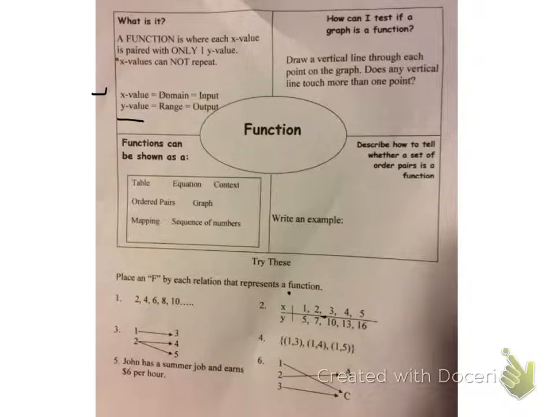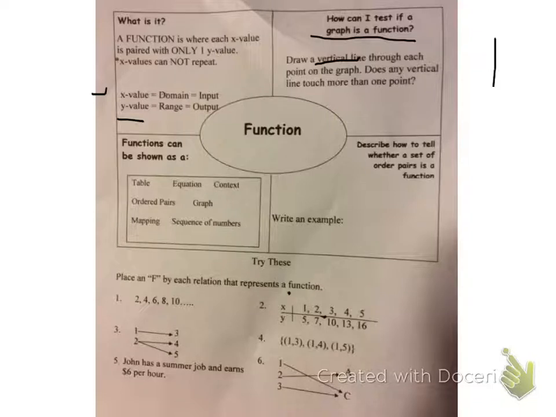Alright, so how can I test if a graph is a function? Well, you can use a vertical line test. Y'all should have heard this before. You draw a line through each point on the graph. If the line touches more than one point, then it's not a function. If it touches just one point, then it is.